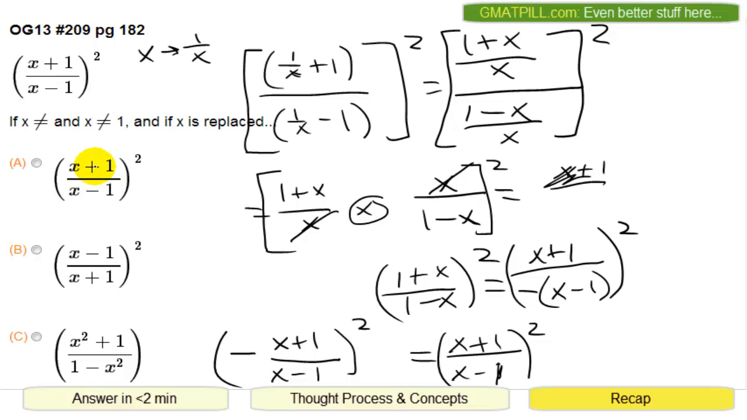As a recap, we were given an expression. We were told to replace the x with 1 over x. So we did that. We found common denominators both on the top and the bottom. Then we combined them, canceled out the x's, and then squared the result. The result was not in the format that we wanted, but we knew we were on the right track. All we had to do was turn the 1 minus x into x plus or x minus something. That involved just factoring out a negative 1 and applying that negative to the entire expression, squaring it to get rid of the negative, and ending up with A as our final answer.